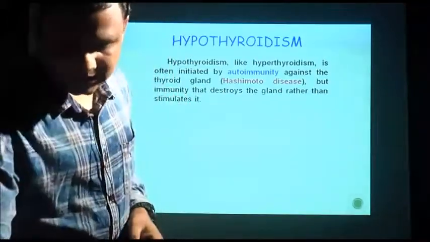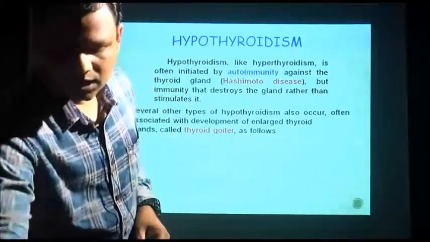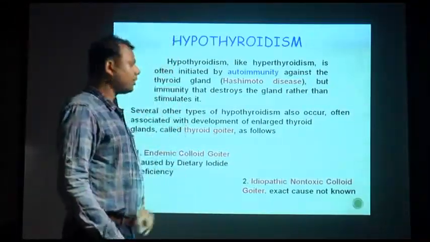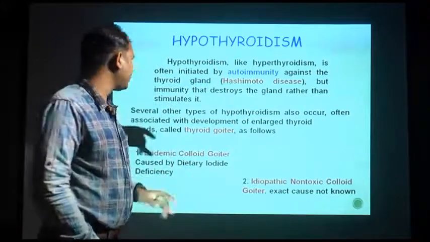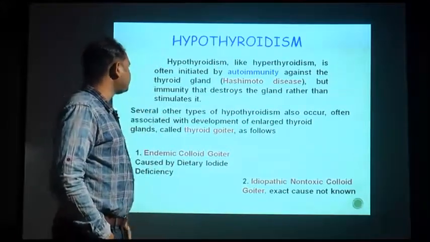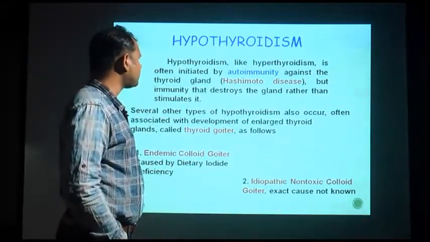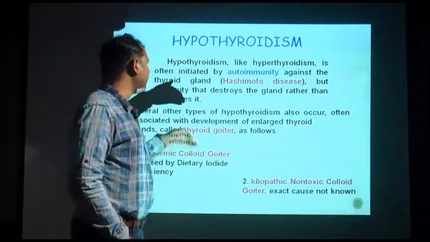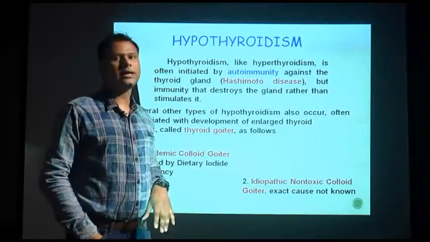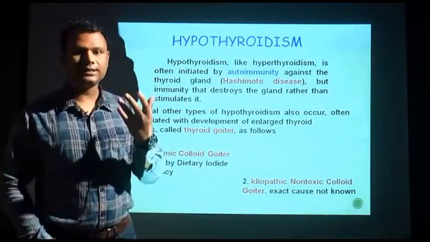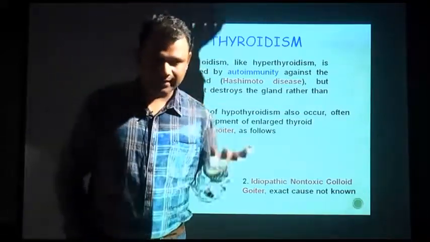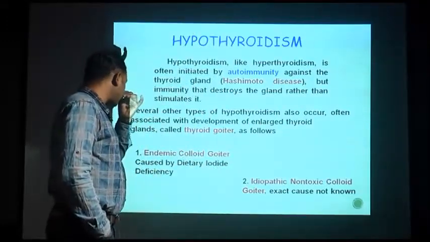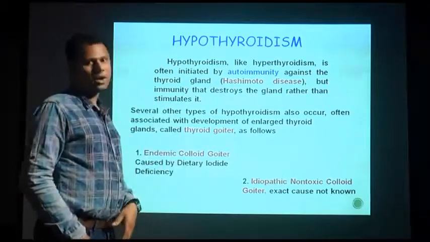Other diseases associated with thyroid hormones are basically the thyroid goiter, which we are going to cover in detail. Several other types of hypothyroidism also occur, often associated with development of enlarged thyroid glands called thyroid goiter. The thyroid gland enlarges, but that does not mean it secretes more thyroxine. Only the gland enlarges, so it is called thyroid goiter. There are two types of thyroid goiters.